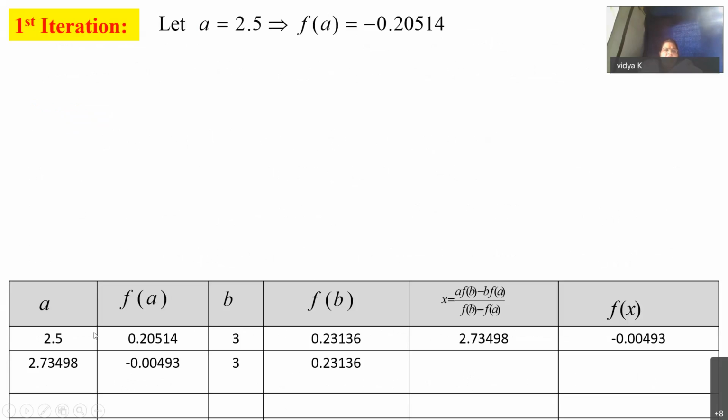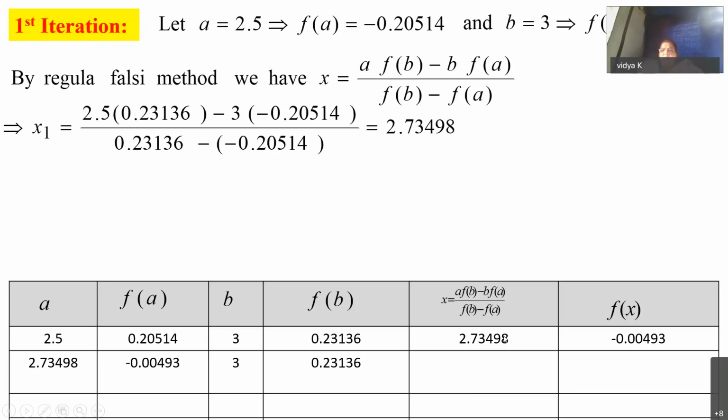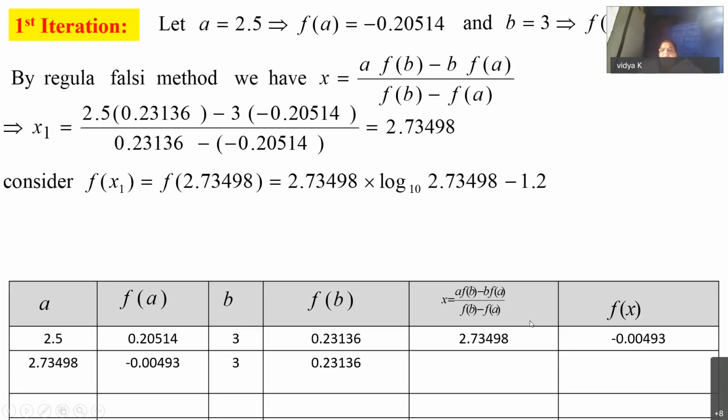Now first iteration. So I did it. A equal to 2.5, f at A I calculated in the previous slide, B as 3, f at B as 3. Then I used first iteration, and by taking A as that, B as that, f at A is this, substitute, you get the value as 2.73492. Then next you get f at x1. This is now x1. So f at x1, you substitute in f of x, so that is x into log x to the base 10 minus 12. Wherever x is, you replace it by this value.